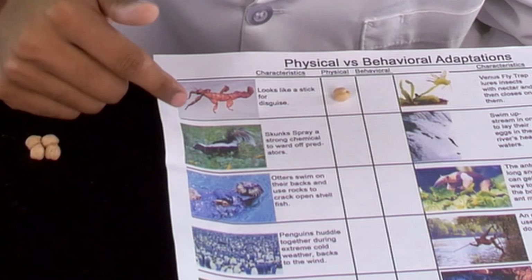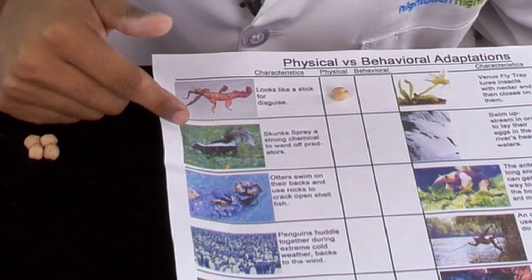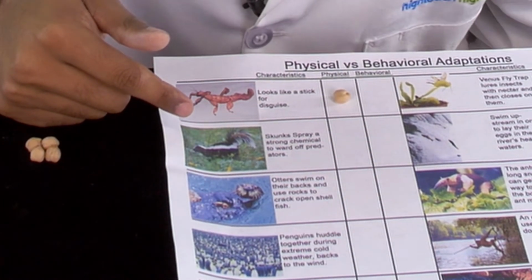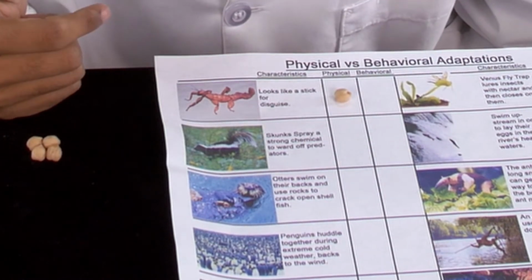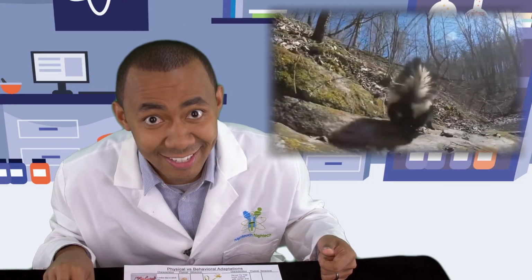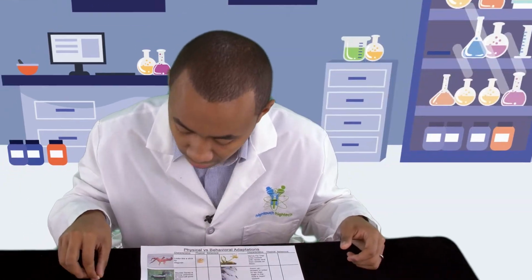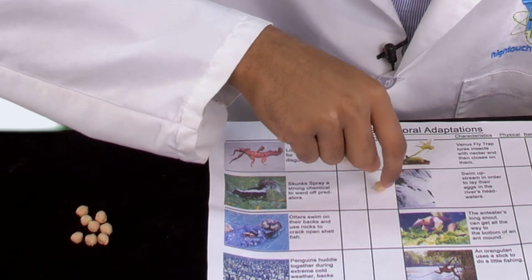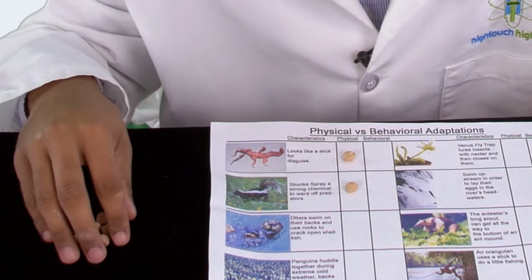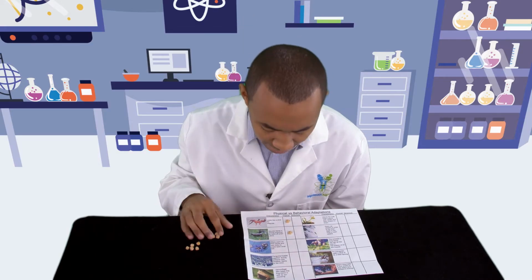Then, if we look at the next one, we see here that this is a skunk, and the skunk sprays a strong chemical to ward off its predator, okay? And so, do you think that they went to a store to buy some of this strong chemical? No, it's something that they're born with. They already have that. And so, since they already have it, it's not a behavioral adaptation, that is a physical adaptation, all right? So let's look at the next one.